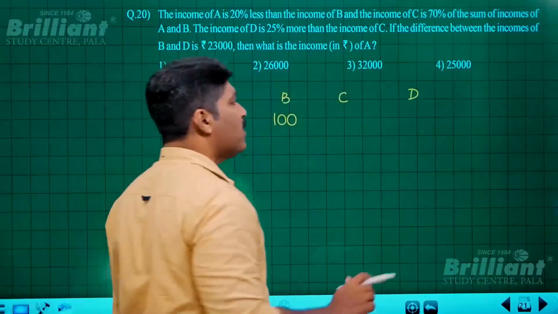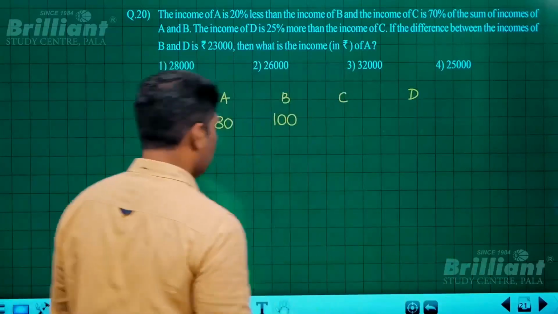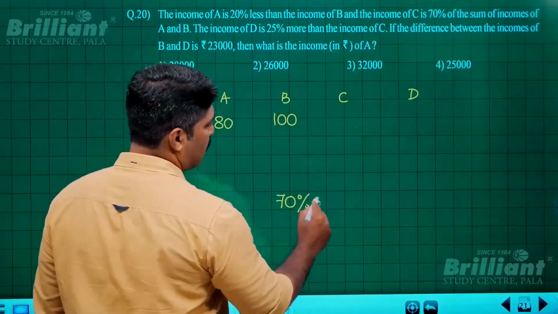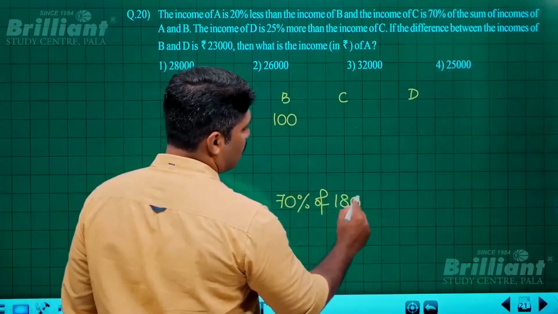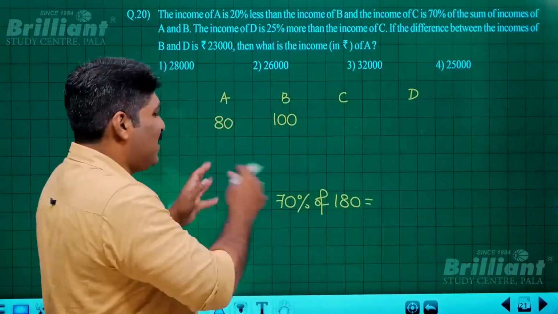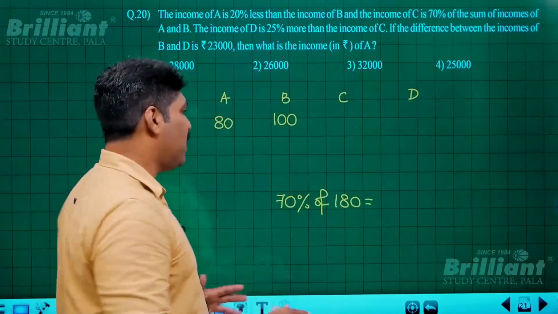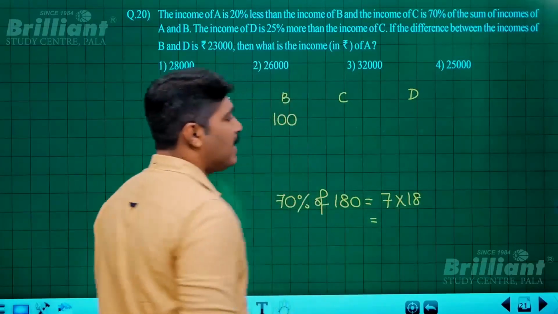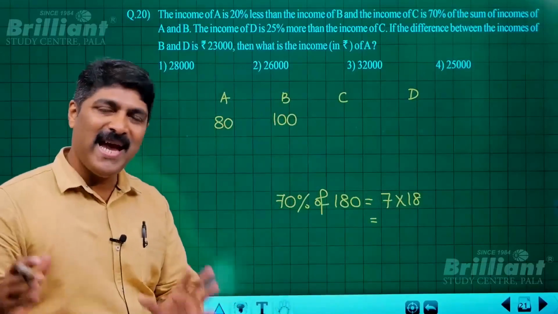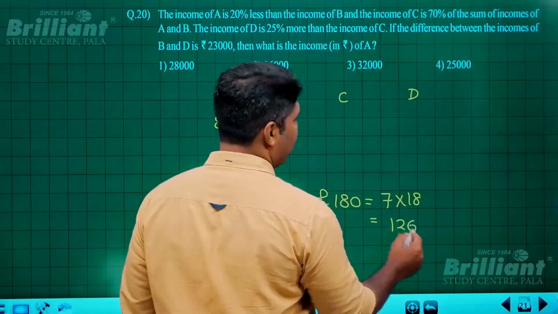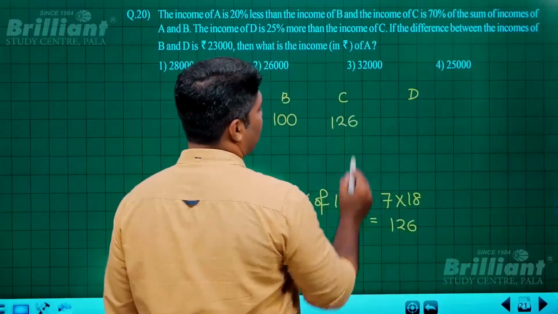So what is 70% of 180? That we have to consider. So what is 70% of 180? You just simply multiply 7 and 18. You just simply cut both the zeros. 7 into 18, that's a simple step. We know that 10 times 7 is 70, 8 times 7 is 56, so that will be equal to 126. Clear? So therefore, C is 126.